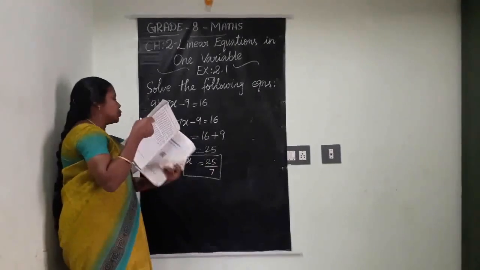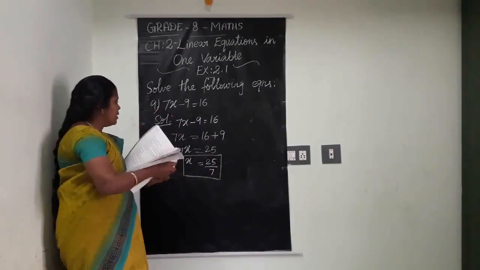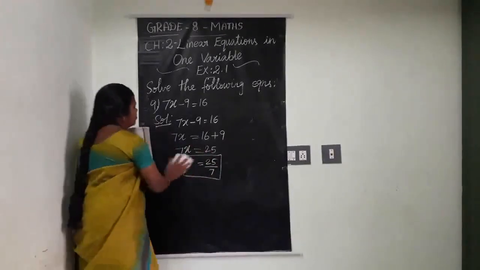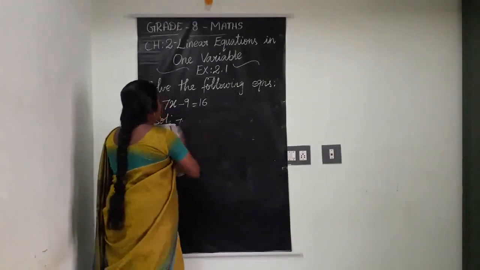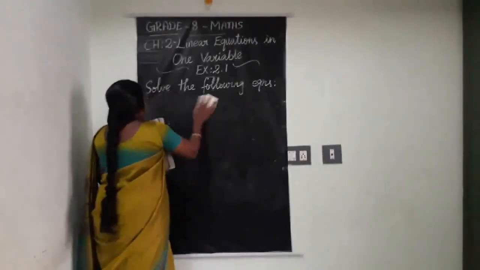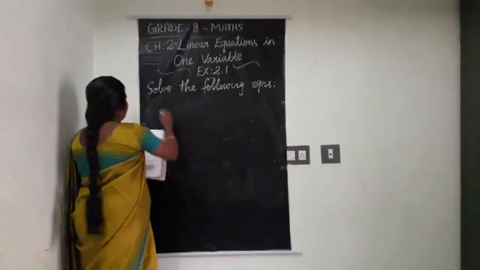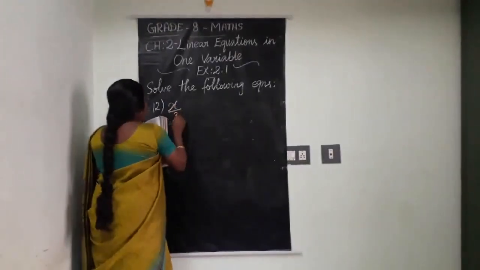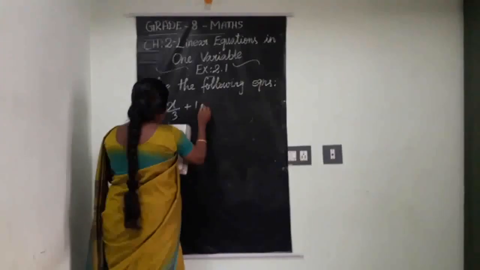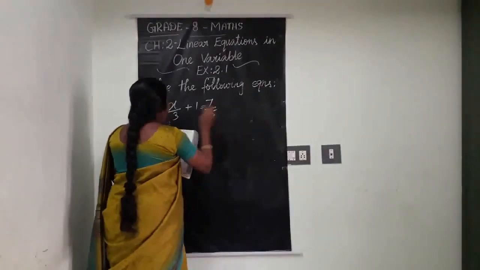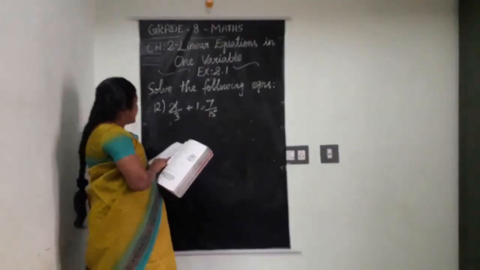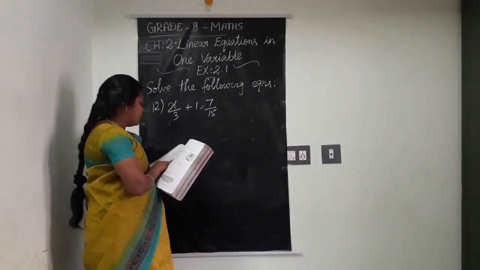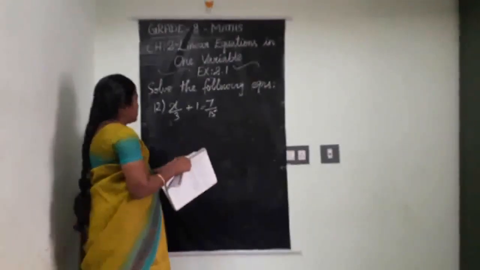Twelfth question. Totally 12 questions are there. The last, 12th question I am trying. The remaining questions you have to solve neatly in your classwork note. Twelfth question: x by 3 plus 1 is equal to 7 by 15. What is the question given for? x by 3 plus 1 is equal to 7 by 15. How do you solve here?